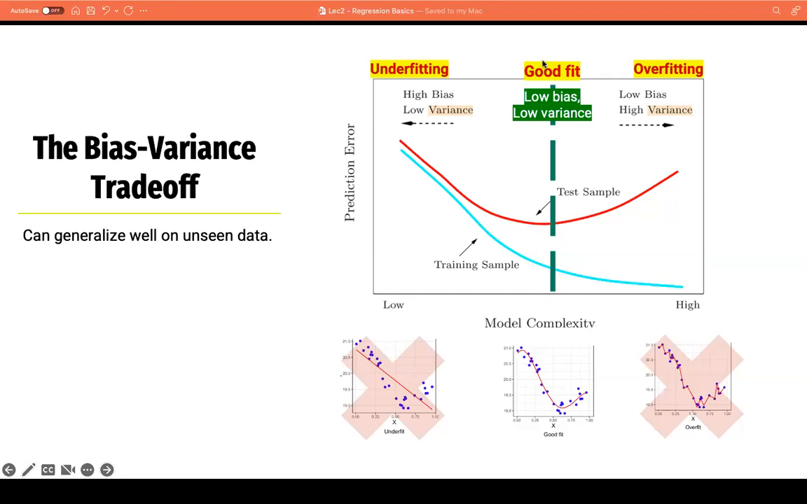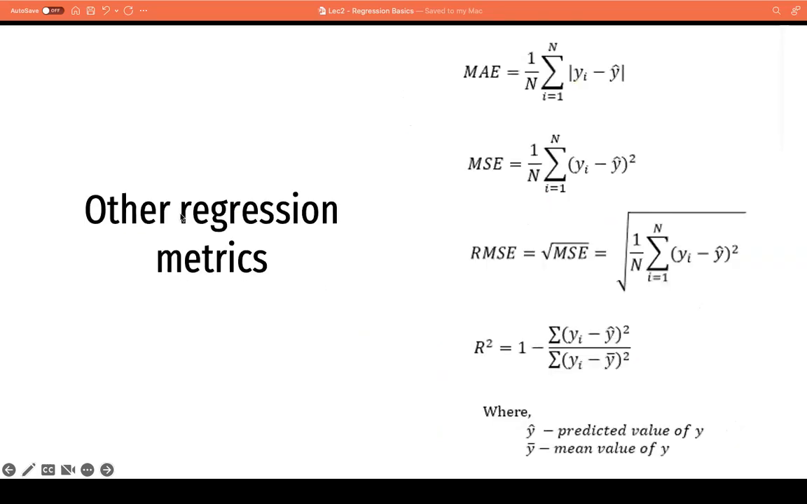We want to have a good fit that has a low bias and a low variance. Okay, and these are the other metrics that we could make use of. We have the mean absolute error, the RMSE, the R squared, okay, etc.